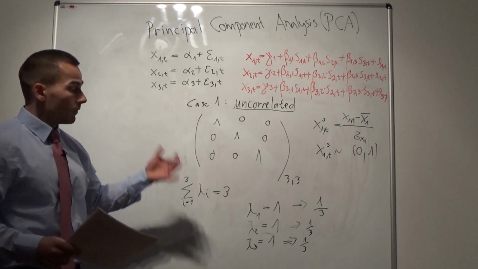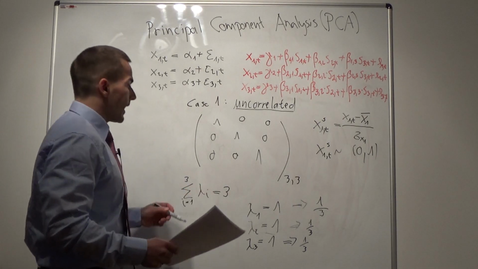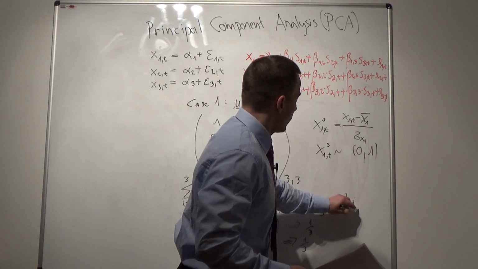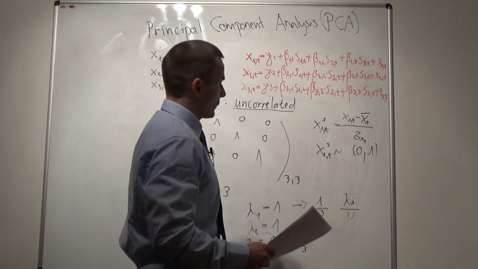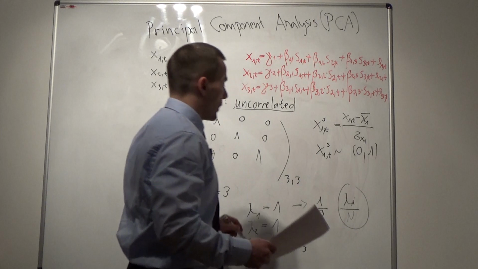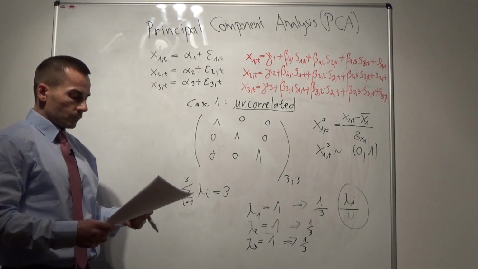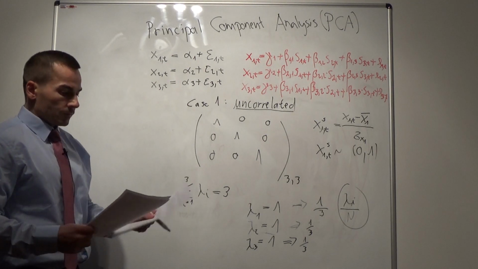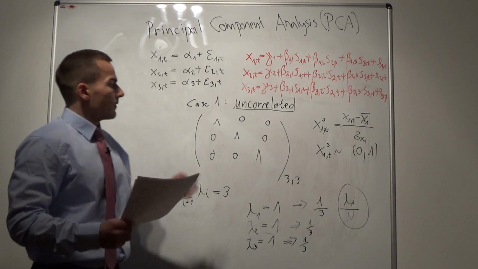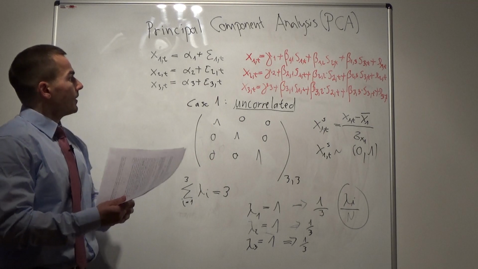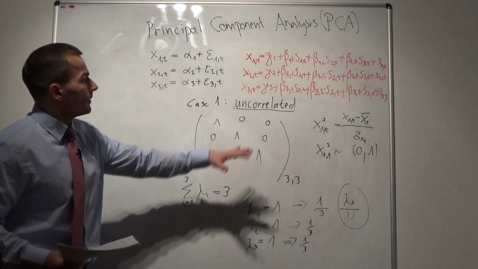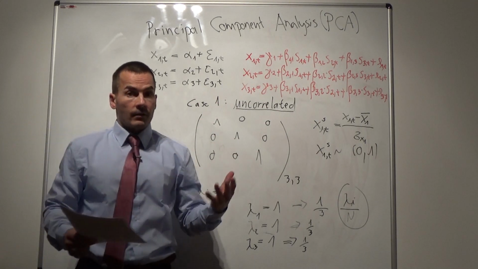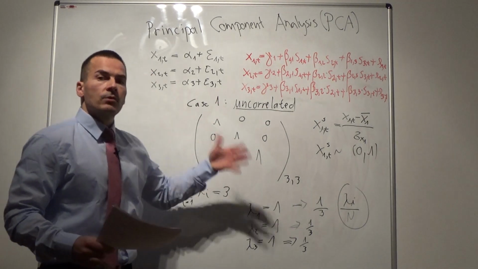And in the more general case, it's 1/n. Or let's write it as lambda i over n. Yeah? The general case. So that's the first extreme case, given that they are completely uncorrelated. So let's now consider the second case where we allow for an extreme correlation.